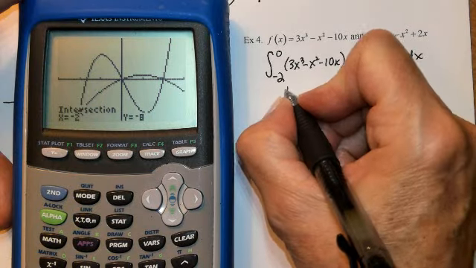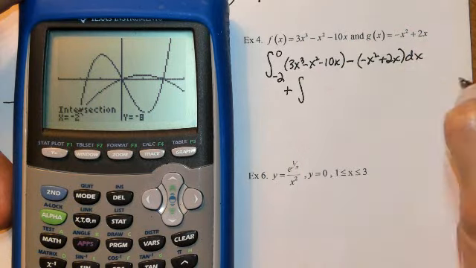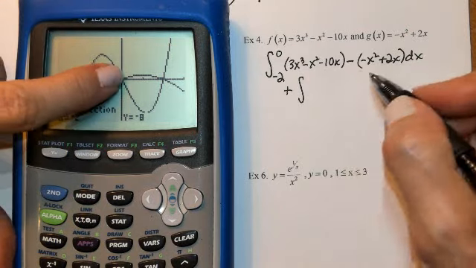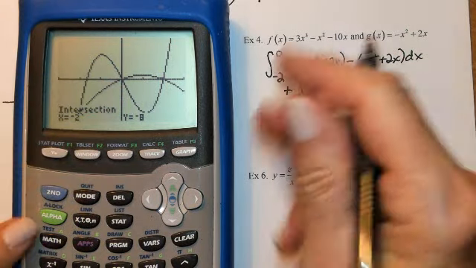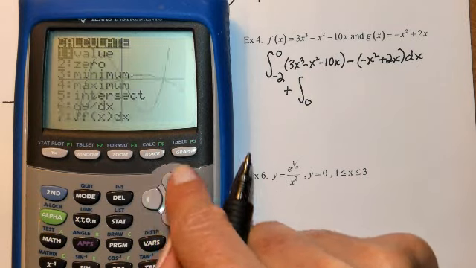And now we need to add the next area. The leftmost x value will be 0. We need to go find this rightmost x value. So second calc intersection again.